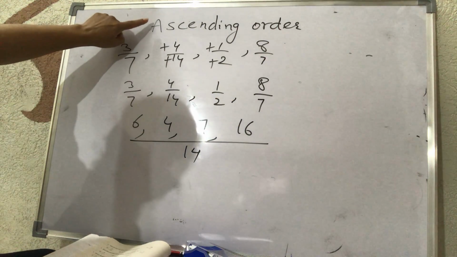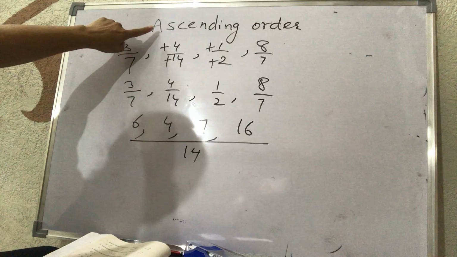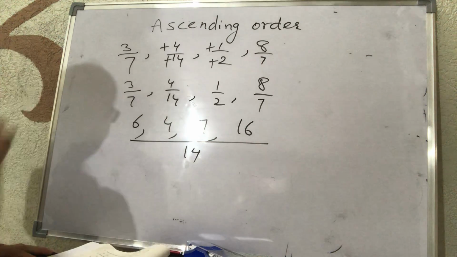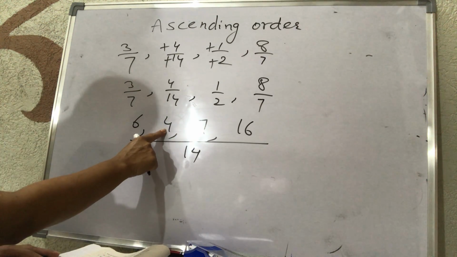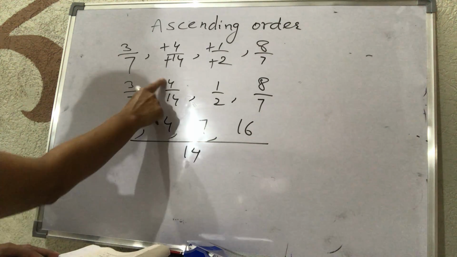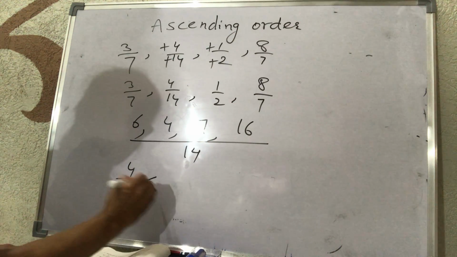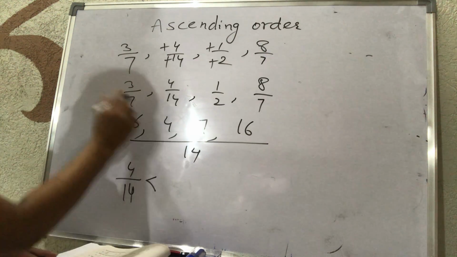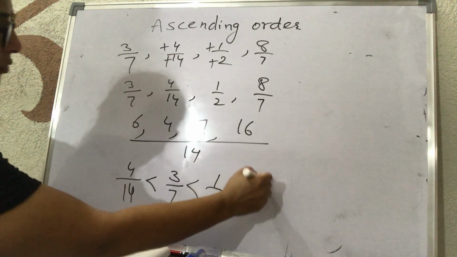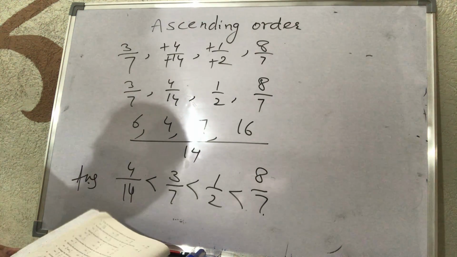Now if we have to write the numbers in the ascending order, we will arrange from smallest to greatest. And if we have to do the same question in the descending order, we will arrange from greatest to smallest. Now if we are doing the ascending order, the smallest numerator is 4. So we will write the rational number for this 4, that is 4 upon 14. After that, this is 6. For 6 we have the rational number 3 upon 7. For 7 we have 1 upon 2, and for 16 we will write 8 upon 7. This is our answer. The same applies for the descending order.